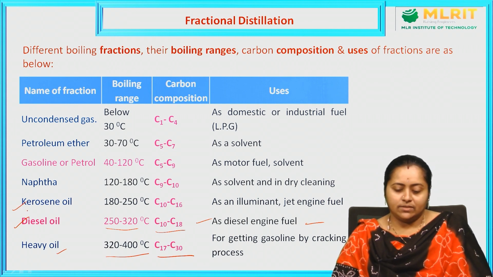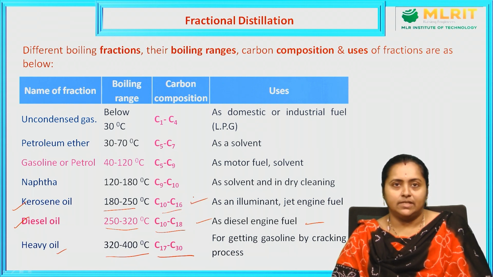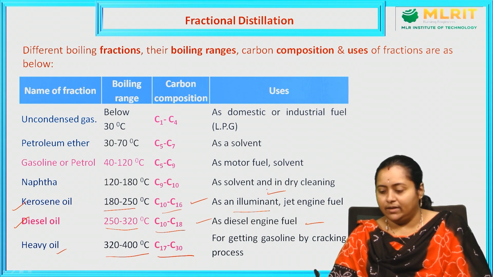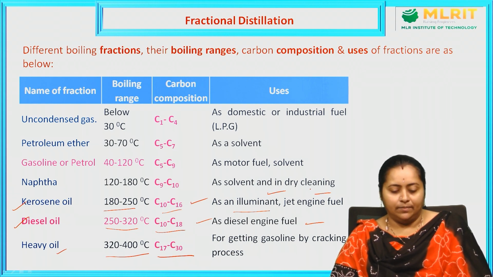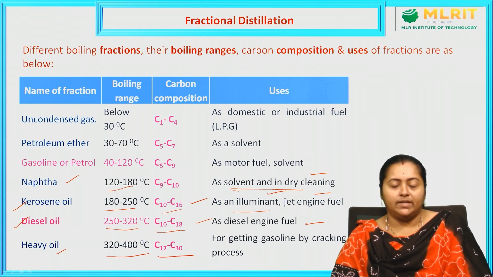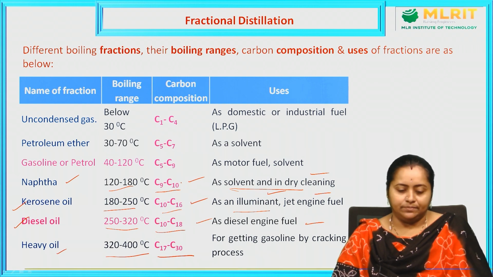So next one is kerosene. Its boiling range is 180 to 250 degrees centigrade, and the carbon composition is C10 to C16. It can be used as an illuminant and also as a jet engine fuel. And the next fraction is naphtha. It can be used as a solvent in dry cleaning, and its boiling range is 120 to 180 degrees centigrade, and its carbon composition is C9 to C10.